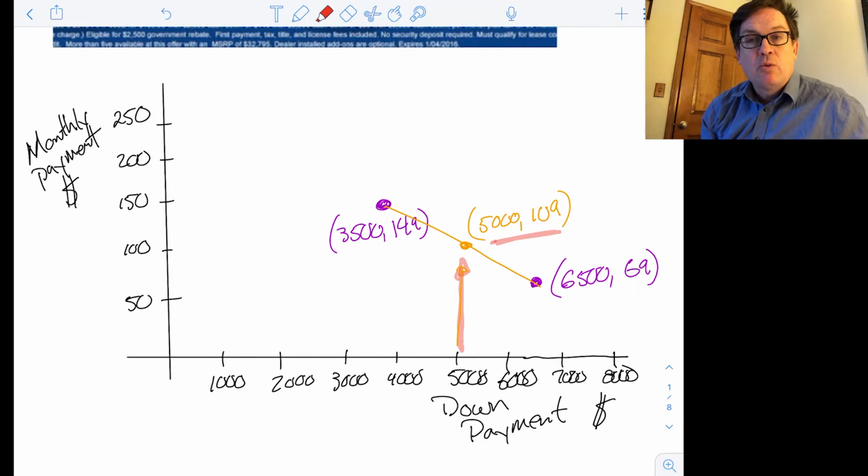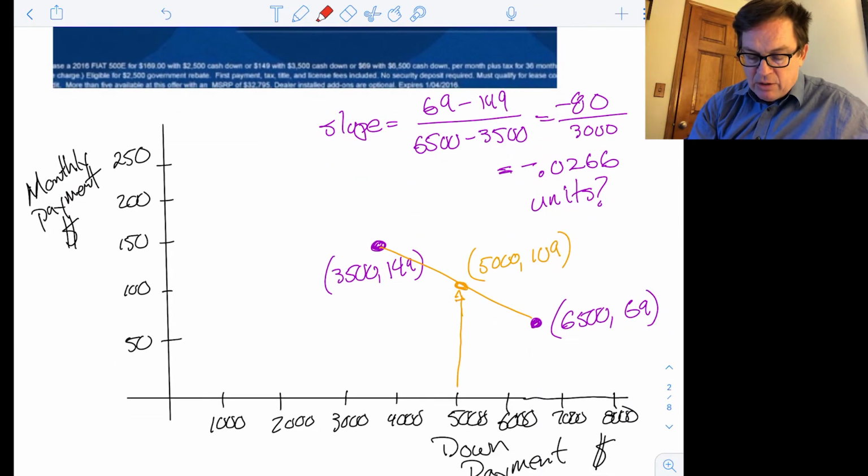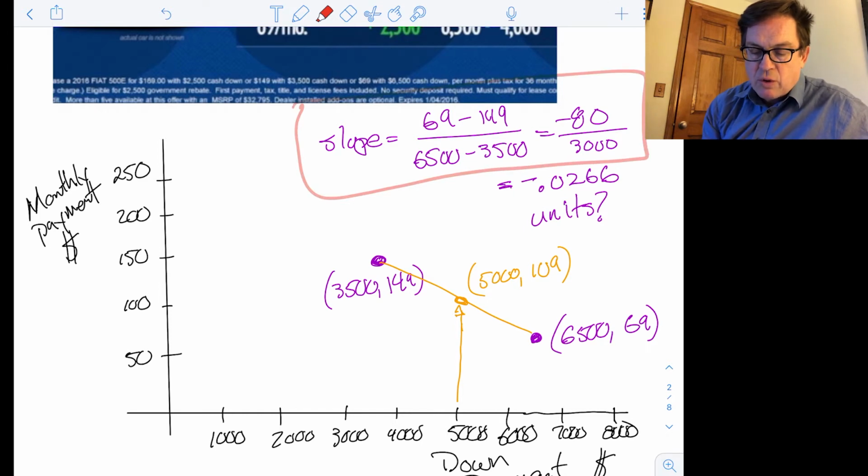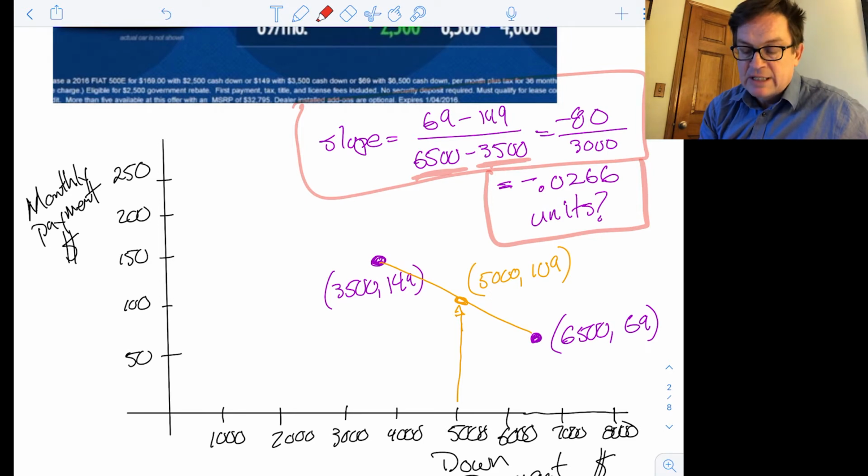But now, what if you wanted to make a more advanced model, actually make an equation of that? Then we could figure out what the slope is between those two points. The slope would be the rise over the run. The rise is 69 minus 149, which means the monthly payment goes down $80 when your down payment goes from 3,500 to 6,500, which is an increase of $3,000. So that slope becomes negative 80 over 3,000, which is negative 0.0266.